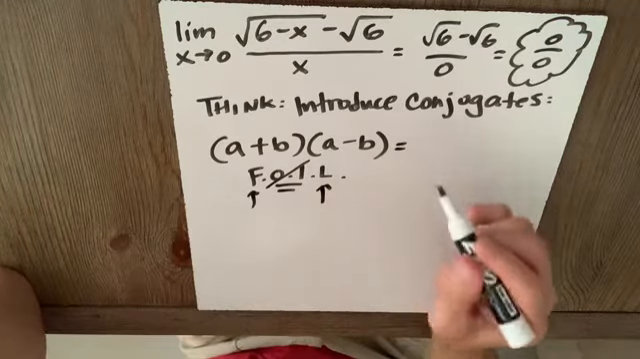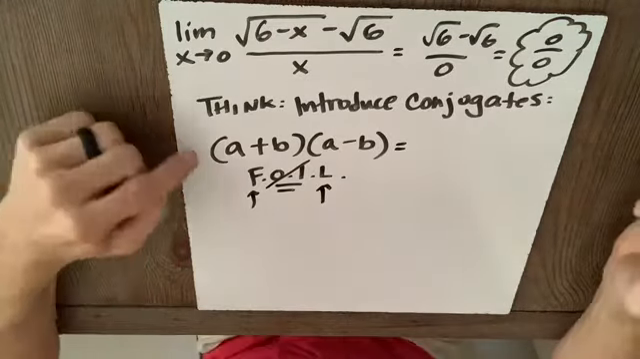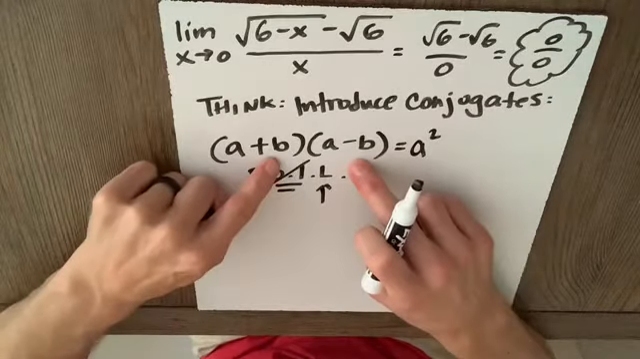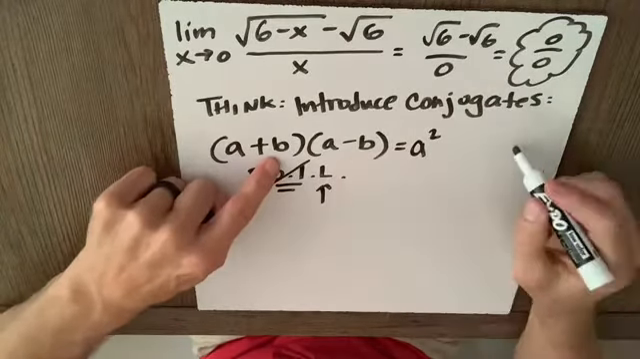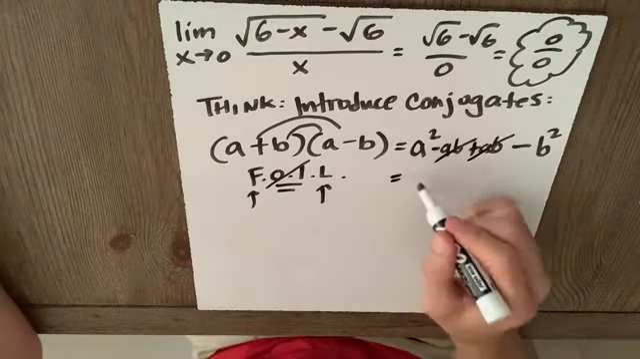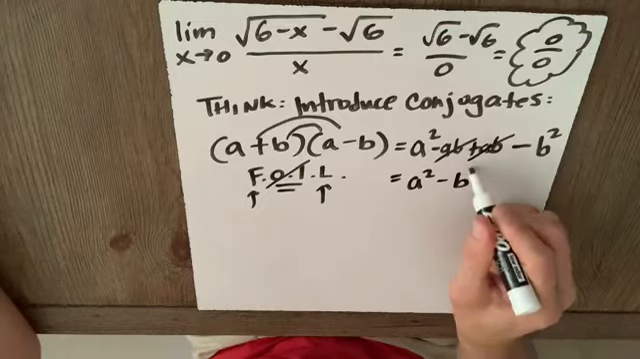Let's take a look. For any two conjugates, I'm saying a general case, first times first is a squared. Last times last is minus b squared. And here's where the magic happens. The OI of FOIL, outer and inner, gives us minus ab plus ab. Notice those will cancel, and we're left with a difference of perfect squares.